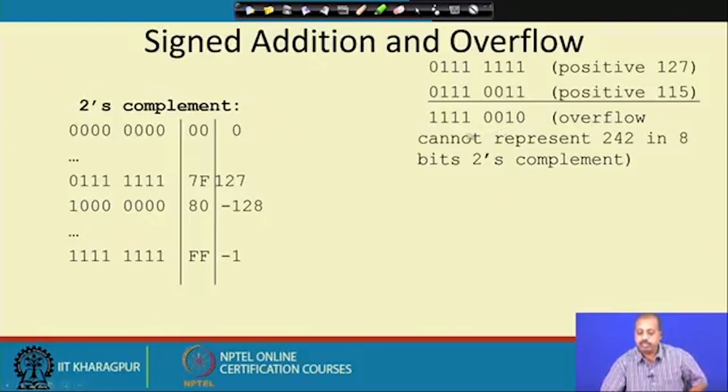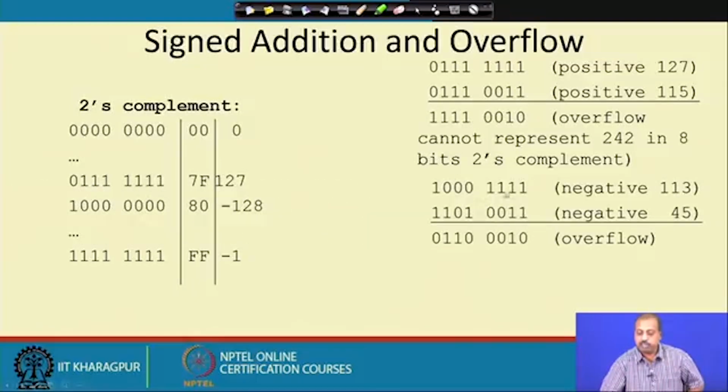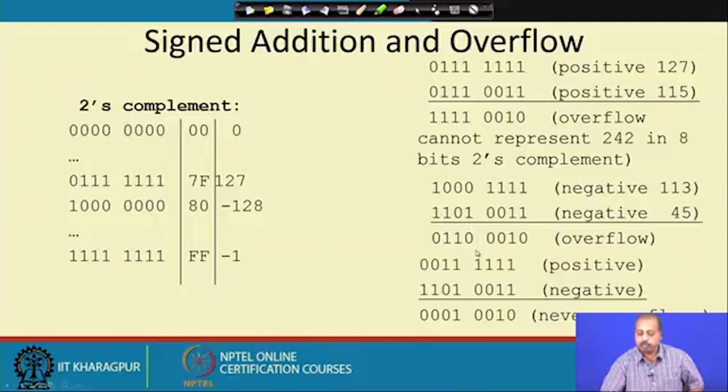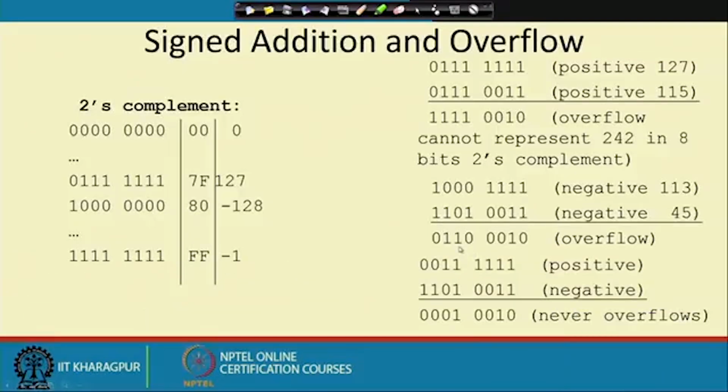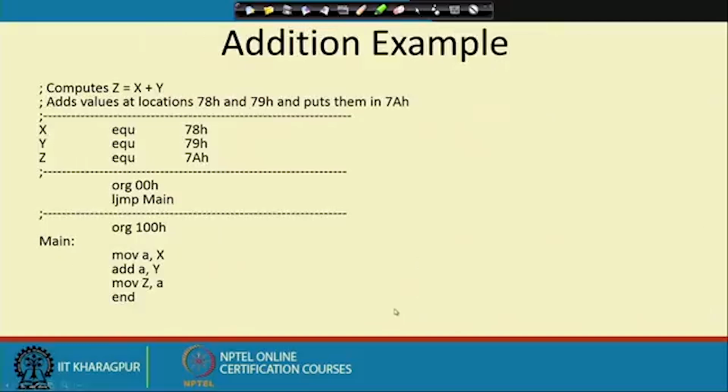So, if you add it, then there will be an overflow, because this value 242 cannot be represented in 8-bit 2's complement format. Similarly, we have negative of 113 coded like this, and negative of 45 coded like this. Again there will be an overflow, because we cannot represent the number there. But if one is positive and one is negative, then after doing the addition there is no overflow. That way we can have different addition results affecting the carry, auxiliary carry, and overflow flags.